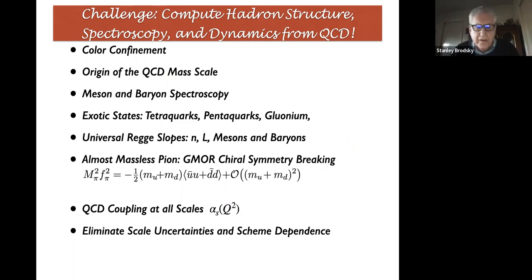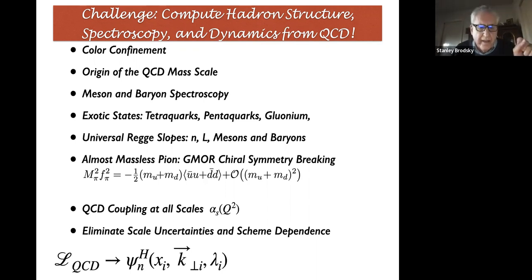We also have the feature that the pion is almost massless, the famous Gell-Mann-Oakes-Renner formula. We want to understand the QCD coupling at all scales, not just in the asymptotic high Q-squared region, and also eliminate scale uncertainties and scheme dependencies. So one of the underlying features I'm going to show you is that the Lagrangian of QCD allows us to predict not only the hadron spectroscopy, but also the light front wave functions, which rule dynamics for both the valence and the higher Fock states.